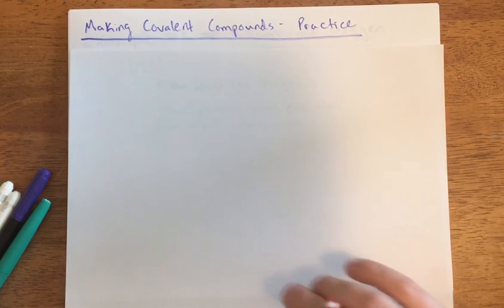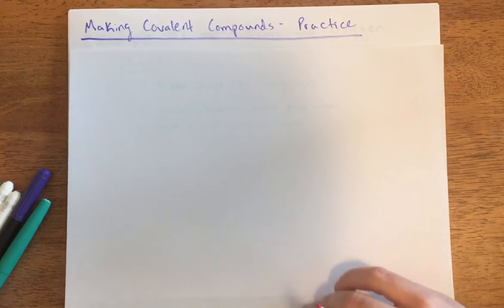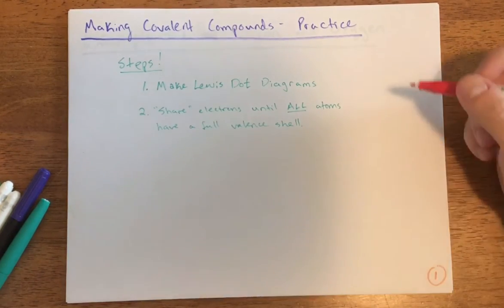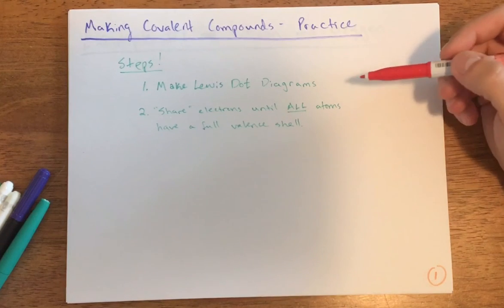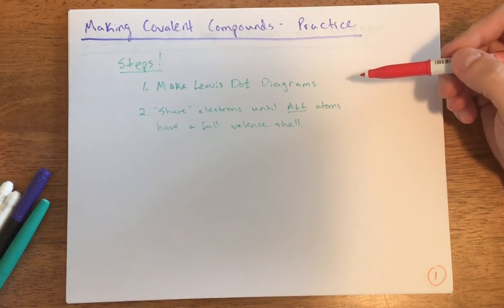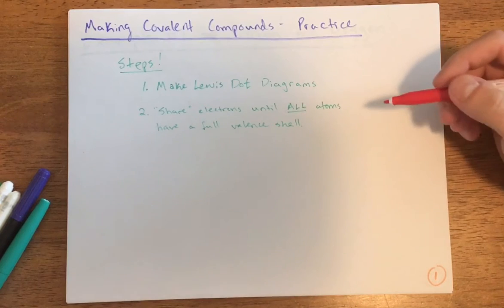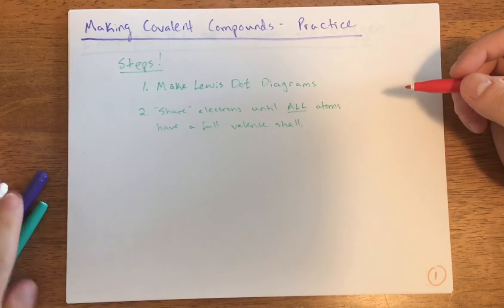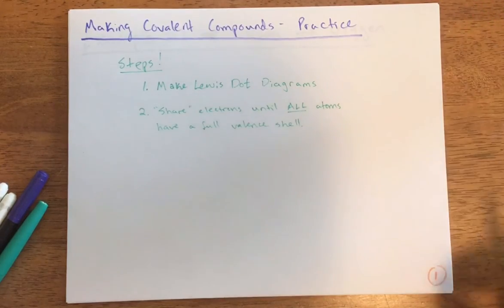Okay, so making covalent compounds practice. Here's the key 2-step process, and it's not super complicated. It can get relatively challenging depending upon the elements involved. So step 1 is to make the Lewis dot diagrams. That way you know how many electrons you need to be pairing up. And step 2 is to share those electrons and pair them up until all atoms involved have a full valence shell.